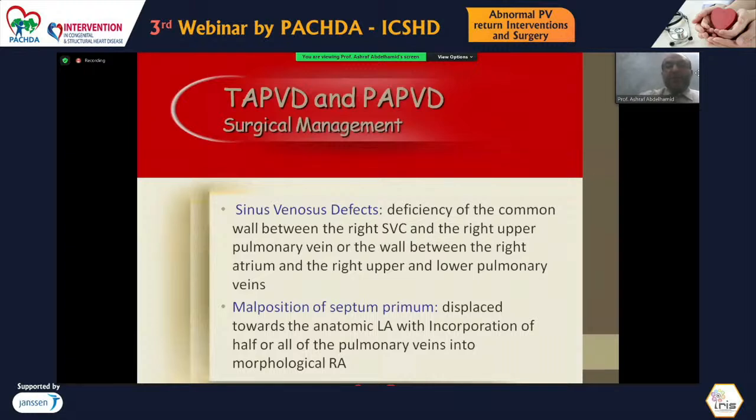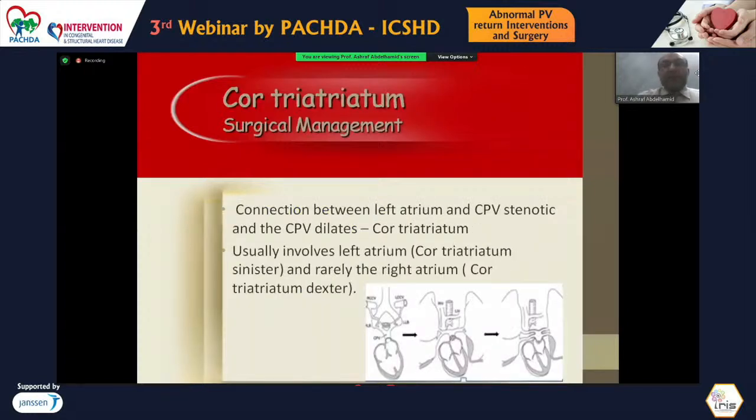In malposition of the septum primum, displaced towards the anatomic left atrium with incorporation of half or all of the pulmonary veins into the right atrium, they are also normally connected, however, they drain falsely into the right atrium rather than the left atrium. For all of these drainage abnormalities, we go for rerouting of the pulmonary veins into the left atrium by baffling with a pericardial patch from inside the heart.